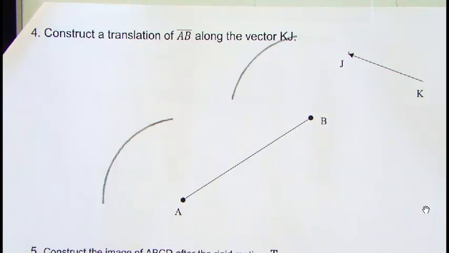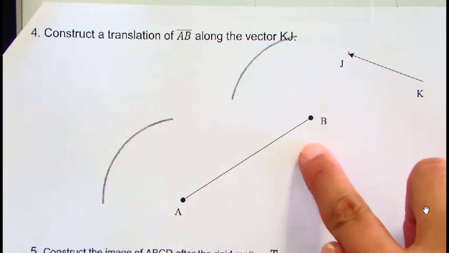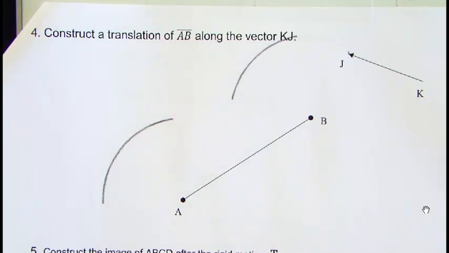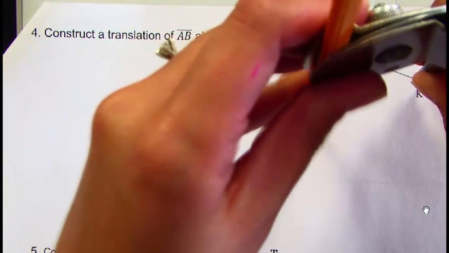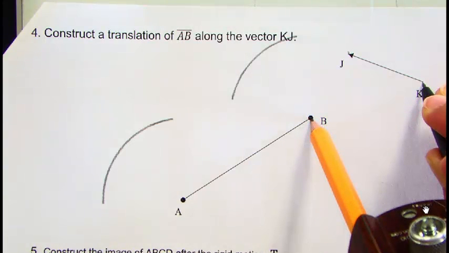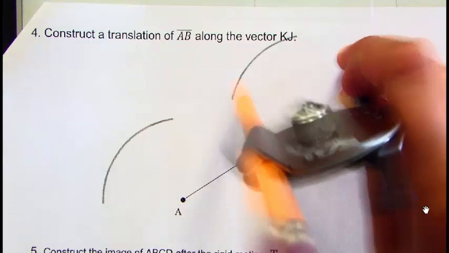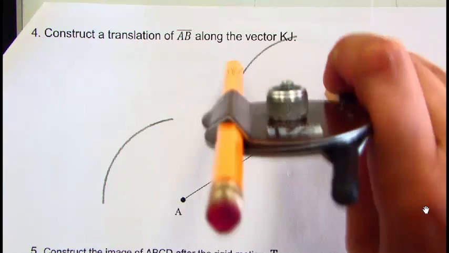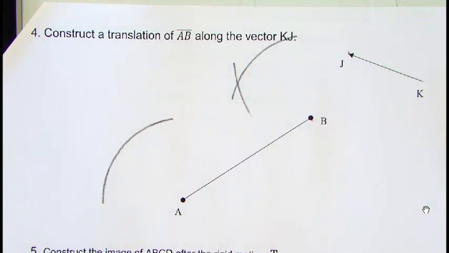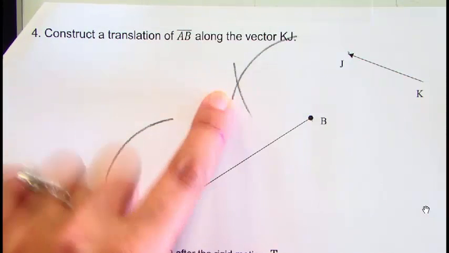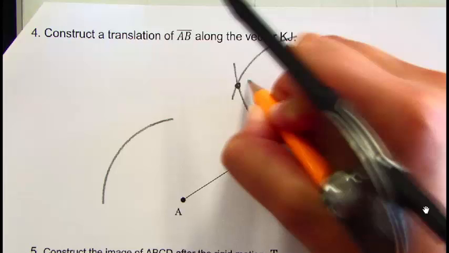Now I need to figure out where point B prime will end up. And I'm going to start with point B and B prime because it's the closest point to my vector. So choose the closest point to your vector, and you're going to measure from B to one end of the vector. Now, translate down your vector, stop at point J, and you should make a mark. This mark should intersect your first arc, and right where they intersect, I call it X marks the spot. This is B prime.